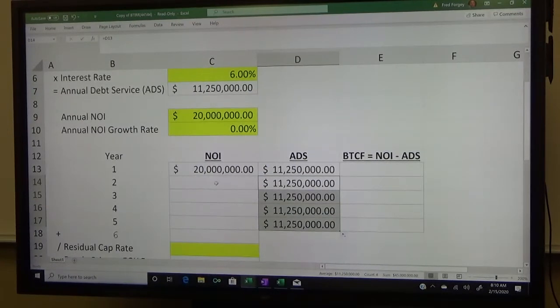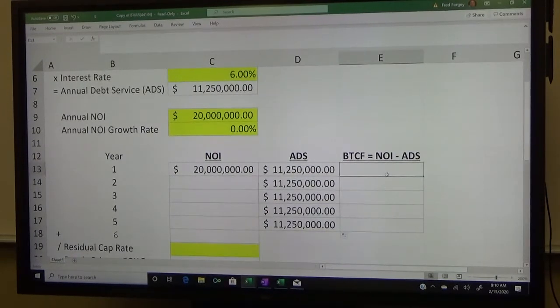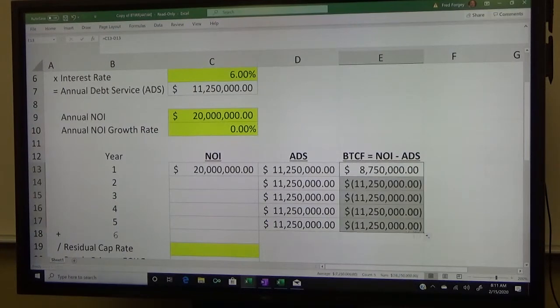Now, our before tax cash flow is simply going to be our net operating income minus our annual debt service, so that we should end up with that. Pretty straightforward so far. I'll go ahead and copy that all the way down as well. Obviously, it won't be right until we fill in the others.